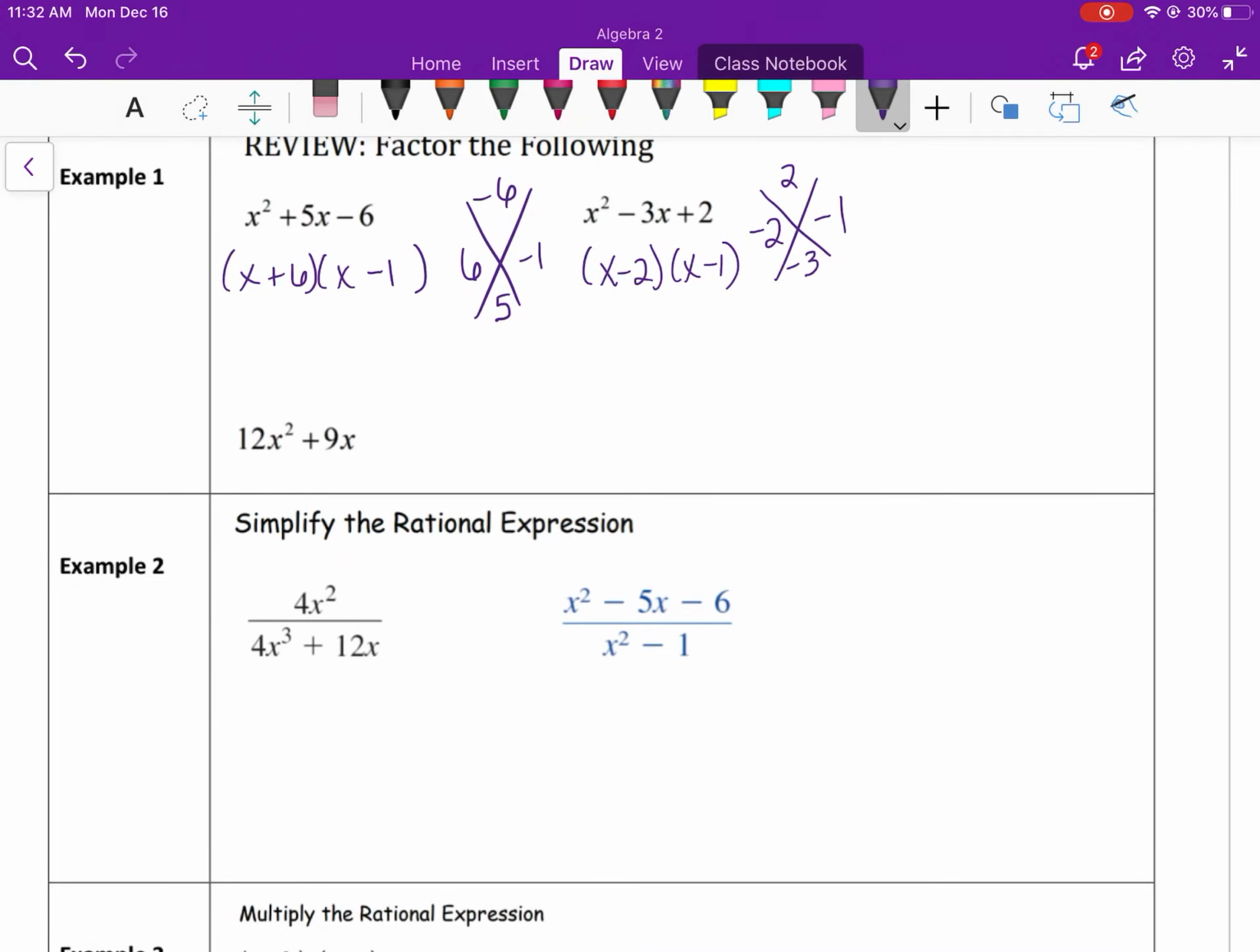For the third one, this is a monomial where you can take out a common factor. So they both have 3 in common and x. So if you take out a 3x, essentially factoring is the reverse of multiplication. So you're dividing both those terms by 3x. So you'll be left with a 4x plus 3.